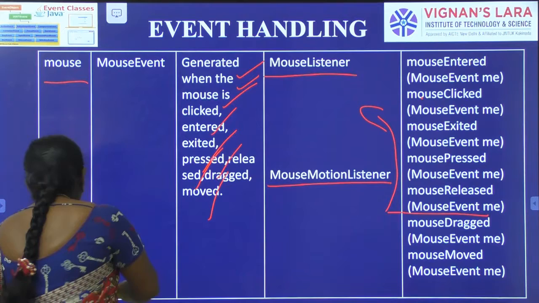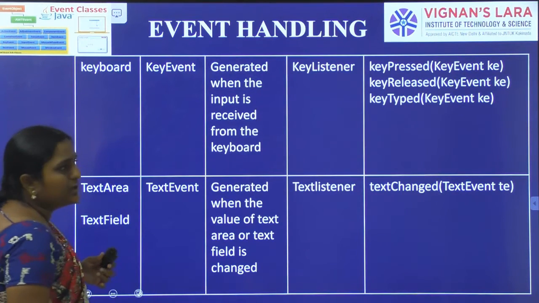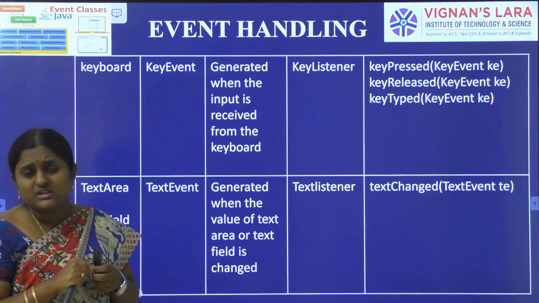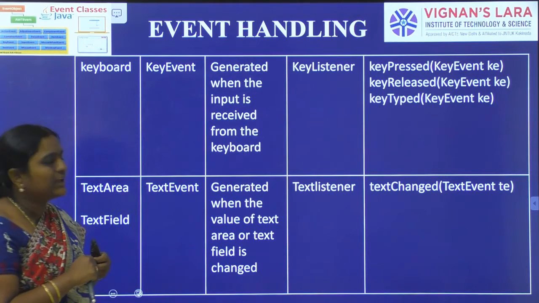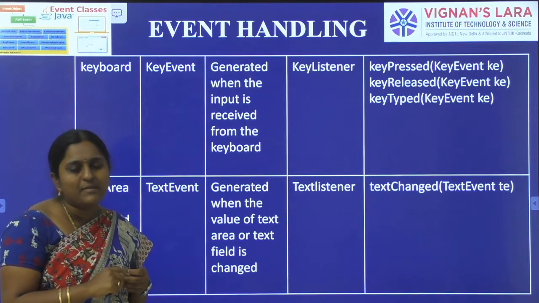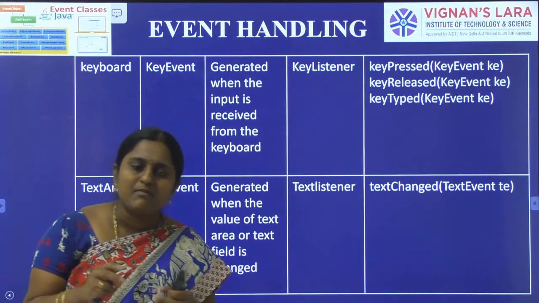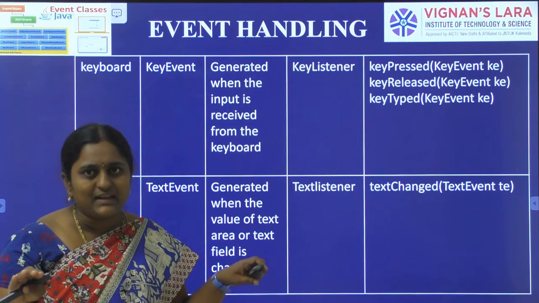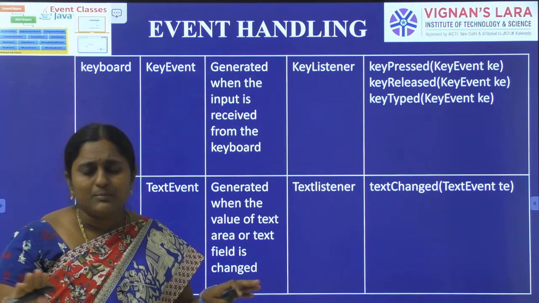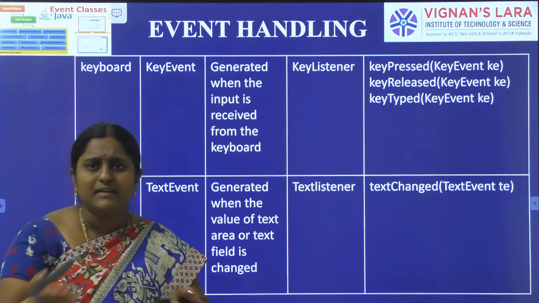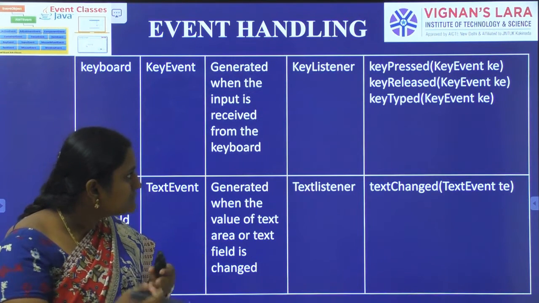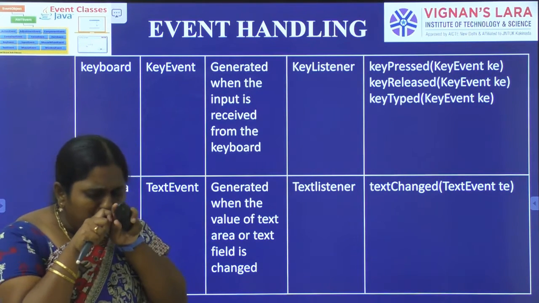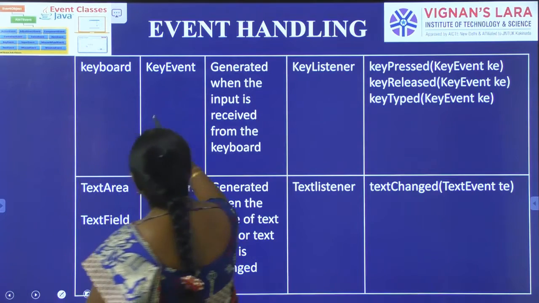Coming to the next source: what is the next source? The keyboard event. We have already completed the mouse events, so next we come to keyboard events. If you perform any keyboard-related operations, we can press any key, type any key, release the key, and read input values from the keyboard. Key events are generated.